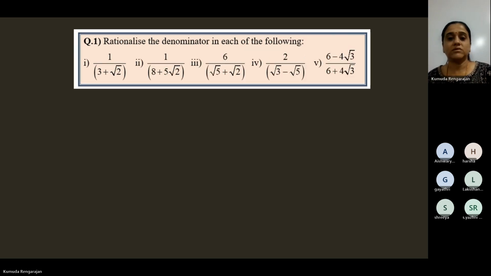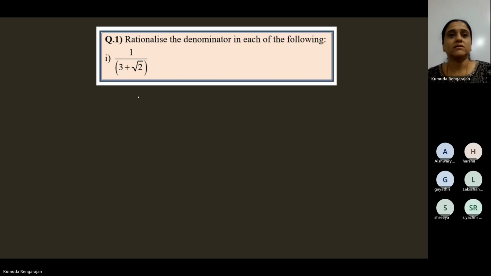So the heading is rationalize the denominator in each of the following. Ready? So the first number is 1 by 3 plus root 2. Clearly the denominator 3 plus root 2 is irrational, so we have to rationalize the denominator. Now it is 3 plus root 2, like x plus root y. So the rationalizing factor is x minus root y. So 3 minus root 2 is the rationalizing factor.